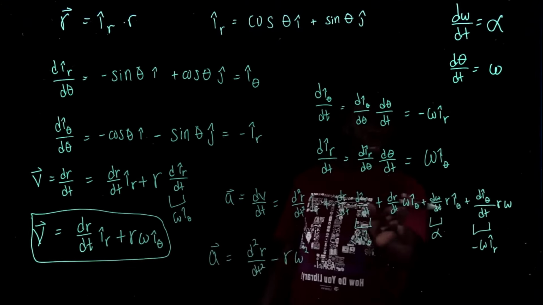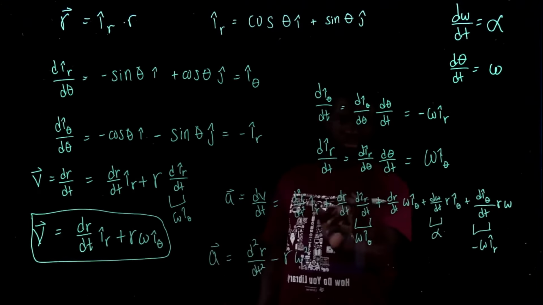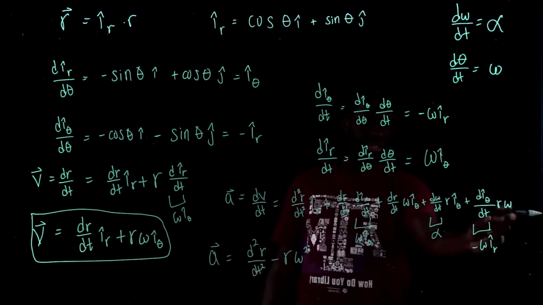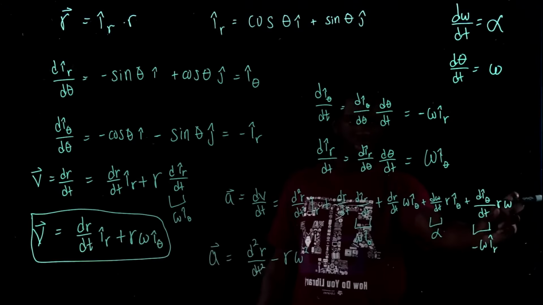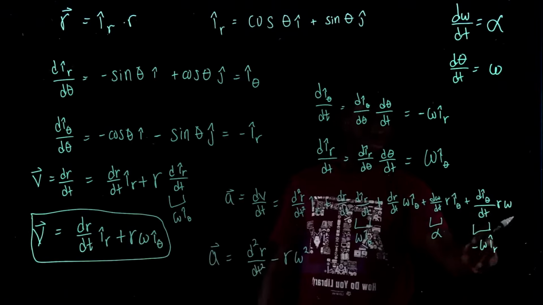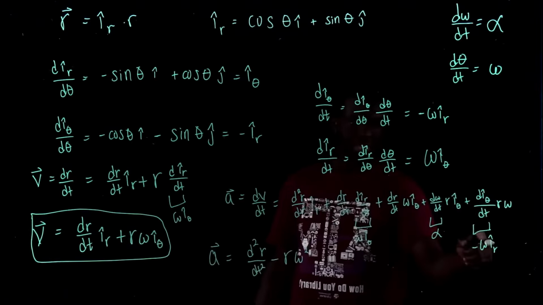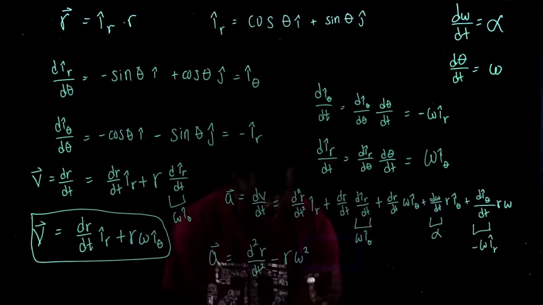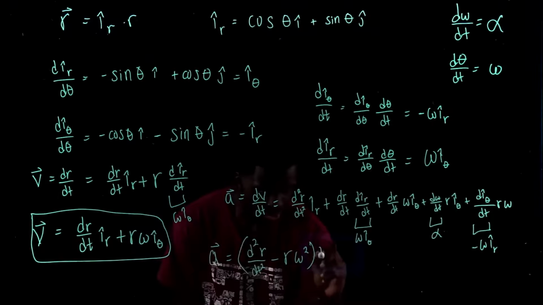We're going to put the I r's together. This is negative r omega squared. So we're going to put the I r's together, and that's I r. Then parentheses, and that is all the I r.